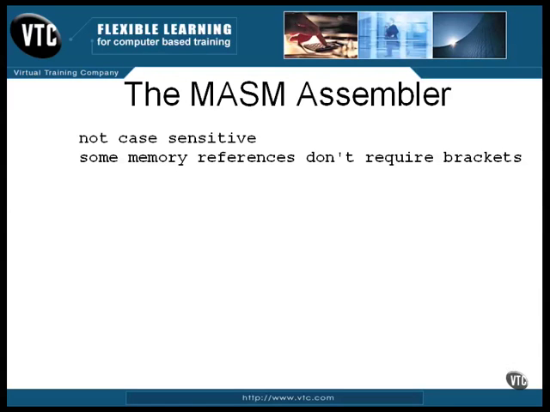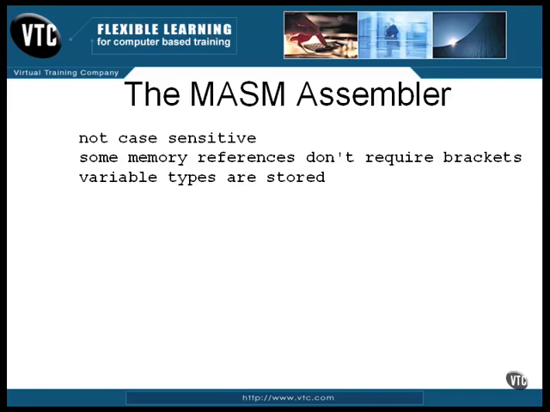Some memory references require square brackets, and some do not. For example, this statement copies a value from memory into a register. To get the address of the location, you need to precede the variable name with the keyword offset to tell the assembler you want the address, not its contents.